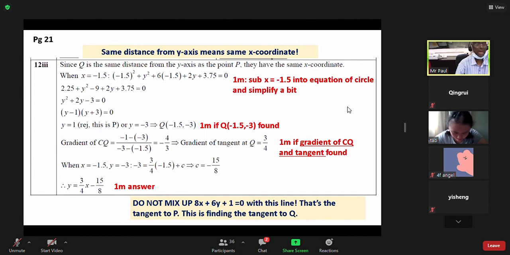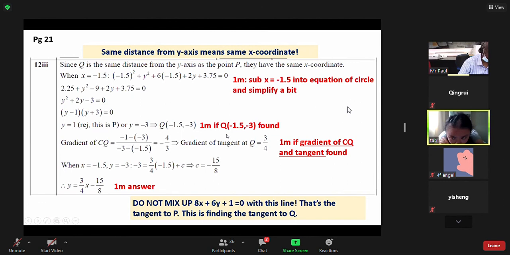I know your P is (-1.5, 1), right? Yeah, your P is (-1.5, 1). So if they are the same distance from your y-axis, then the x-coordinate will be the same, not the y. A few of you made the y-coordinate the same. You substitute y as 1, then the whole thing will be wrong. So if you substitute this, then you get this, then you can find Q already. Because this point when y is 1, why do you reject this? Because y equals 1 is the y-coordinate of P. So this is your answer.